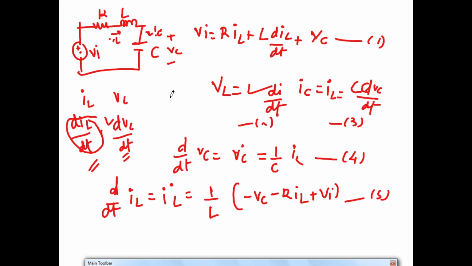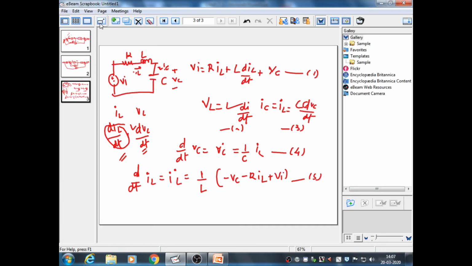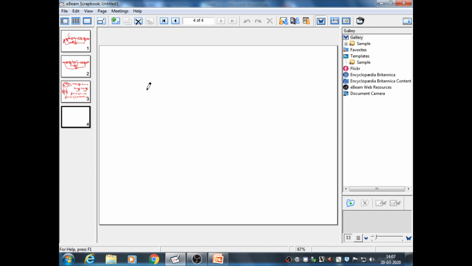Our main objective was that we want to select the state variables like this: dVc by dt and another one dIL by dt. So you have got these two equations. Equations number 4 and 5 will give me this configuration. So I will convert equations number 4 and 5 into matrix form. Okay, I will take another slide.